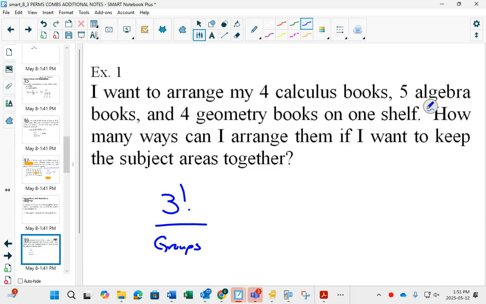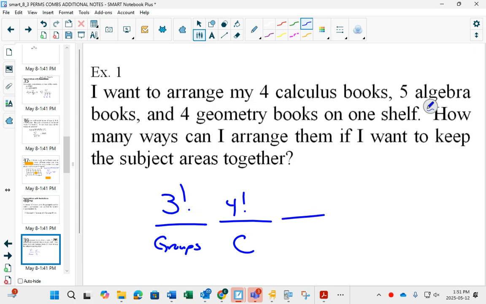So I'm going to decide, am I going to go calculus, algebra, geometry, or calculus, geometry, algebra? There's going to be 6 ways just by deciding which groups are going to be. Then after I've decided which group is first, which group is second, which group is third, then I go to each of those groups and start off with calculus. In the calculus group, there's 4 books. So that can be arranged in 4 factorial ways.